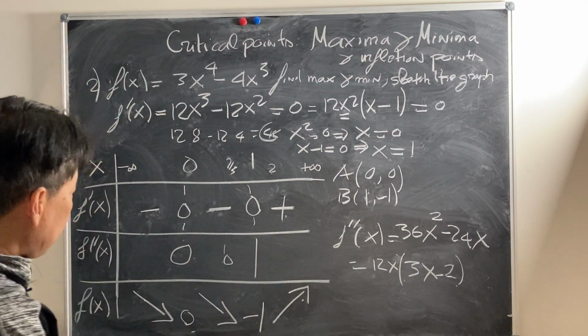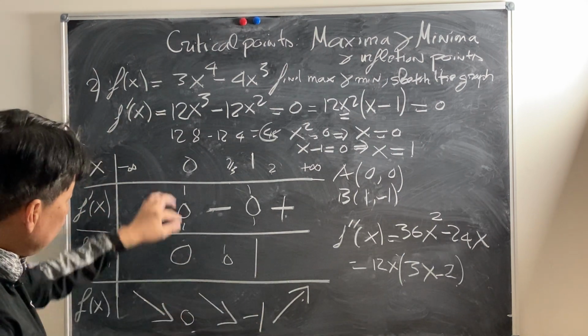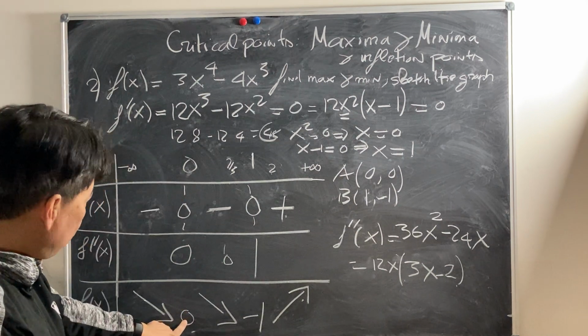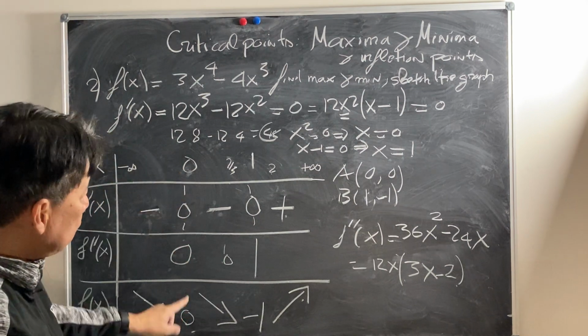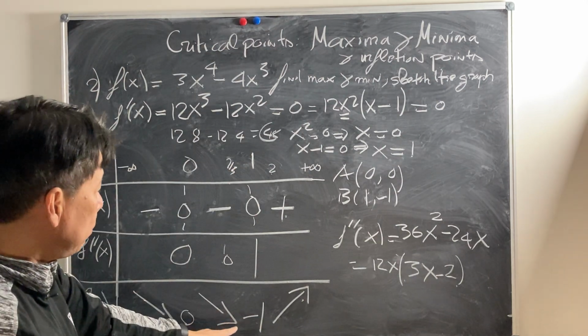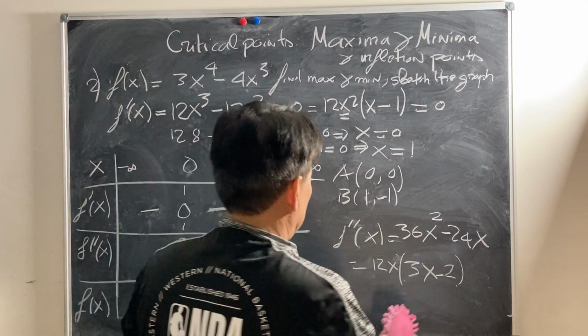Okay, but not important. You just need to find the local minimum. When x equals 0, y equals 0, that's the inflection point. When x equals 1, y equals negative 1, that's the local minimum. So let's sketch the graph.